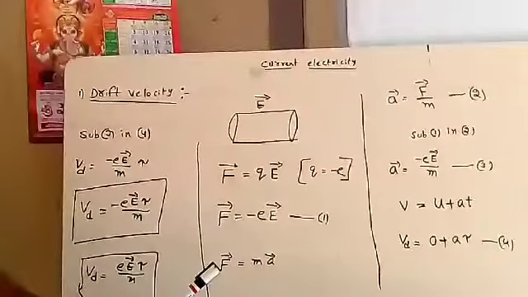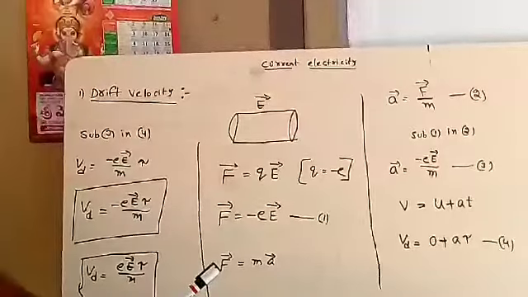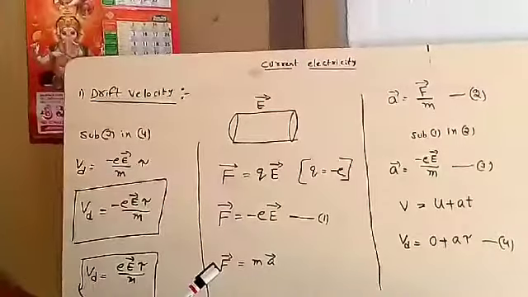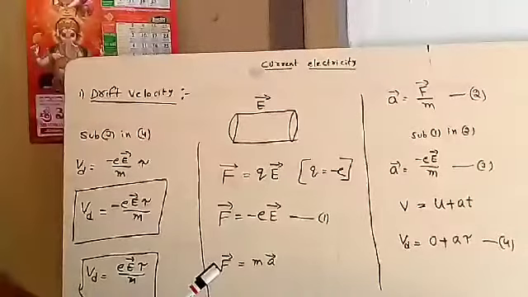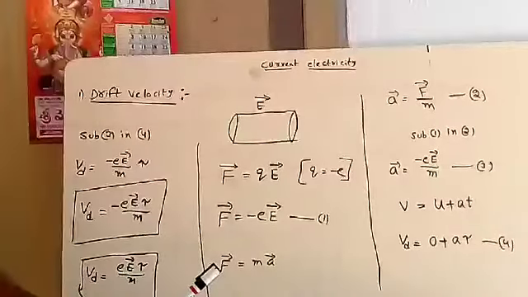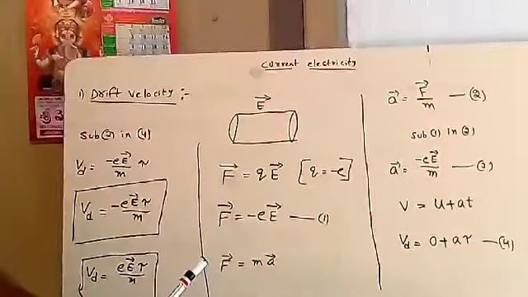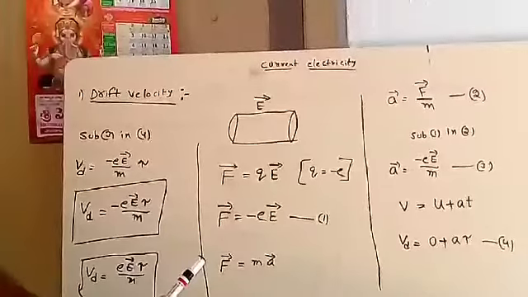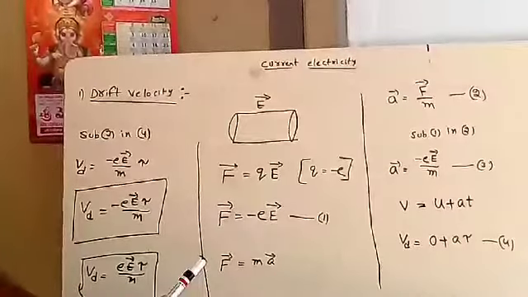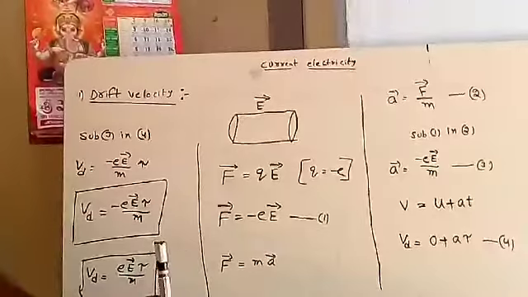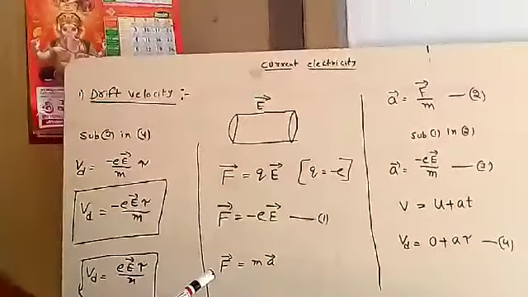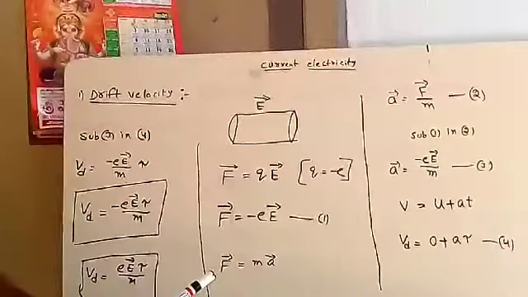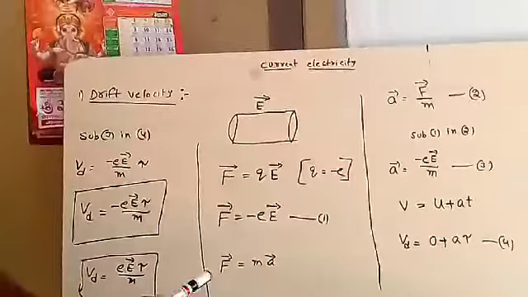If the electric field is not applied, these free electrons move randomly in all directions. That is the reason the net average velocity of those free electrons is 0. If the electric field is applied, then these free electrons will experience a net force. Because of this force, all these electrons are drifted in a particular direction that is opposite to the direction of the applied electric field. So this velocity we call it as a drift velocity.